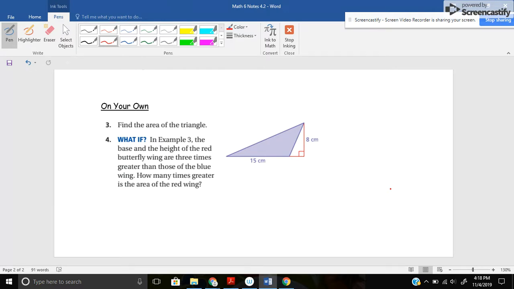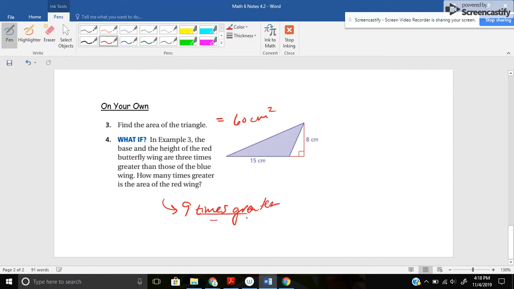For number 3, it should be base 15 times height 8, so 15 times 8 divided by 2. You should get a total of 60 centimeters squared. And then in example 3, the base and the height are 3 times greater. How many times greater is the area of the red wing this time? Well, if you multiply everything by 3, it is 9 times greater.